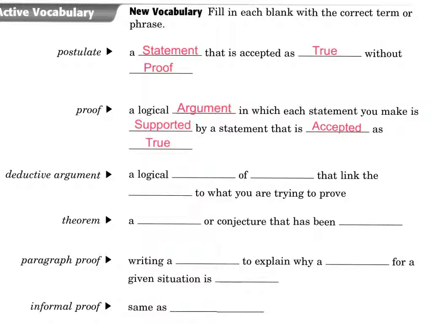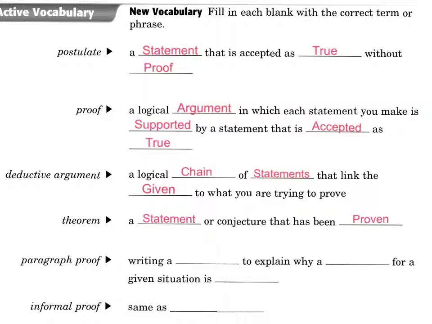Next, a deductive argument is a logical chain of statements that link the given to what you are trying to prove. So deductive argument is what we're going to use, and we're going to use a two-column proof method every single time. Next, a theorem is a statement or conjecture that has been proven. Like the Pythagorean theorem, there was a lot of work that went into proving that a squared plus b squared equals c squared. But now that we know it's right, it's a theorem and we can use it.